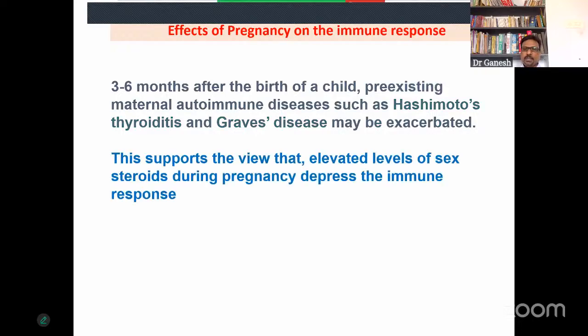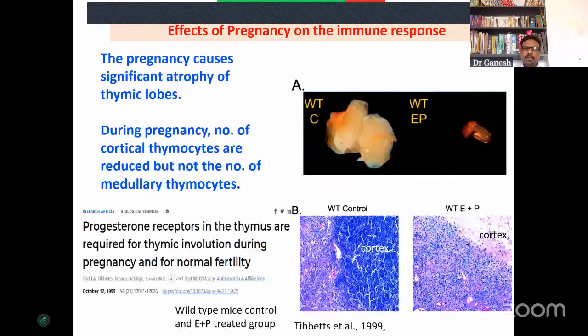This supports a view that elevated levels of sex steroids during pregnancy depress the immune response, mainly the progesterone. Okay, so here is experimental evidence in the case of mice. This has been done where the estrogen as well as the progesterone have been injected to mimic a situation of pregnancy in normal females.